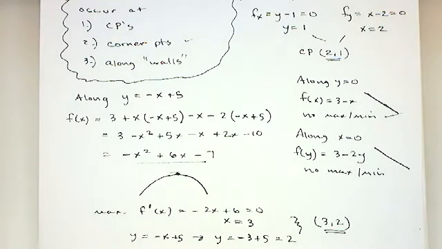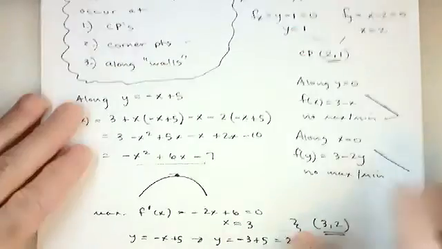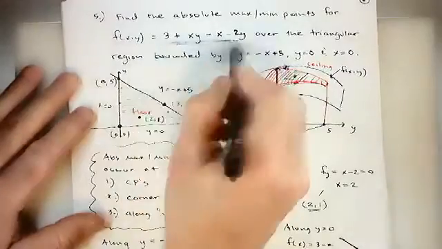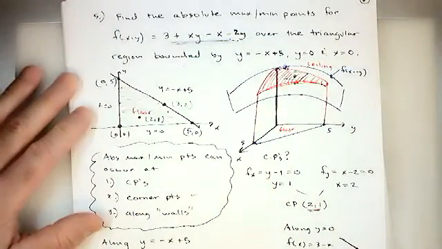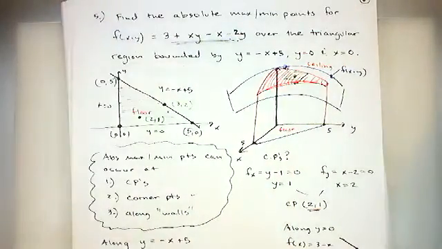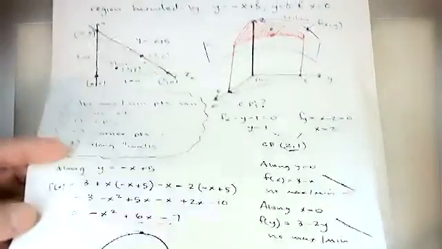3 minus x, where did that come from? 3 minus x came from plugging in y equals 0. I know it's hard because I got to zoom this all out. I plug y equals 0 into my function, and that would make this term and this term 0. Yeah. Okay, so here we go. I'm going to need another piece of paper.